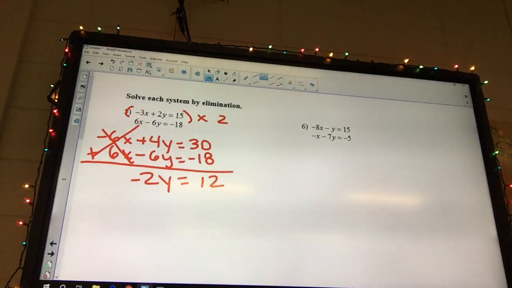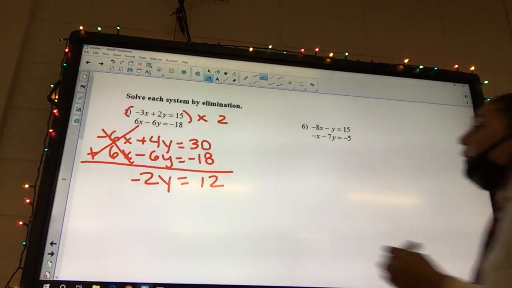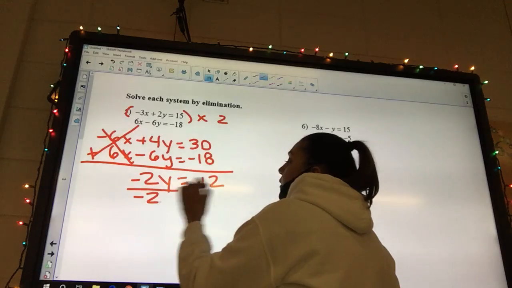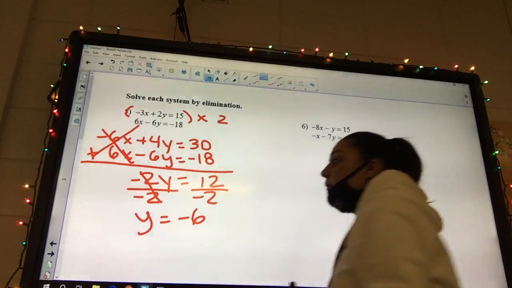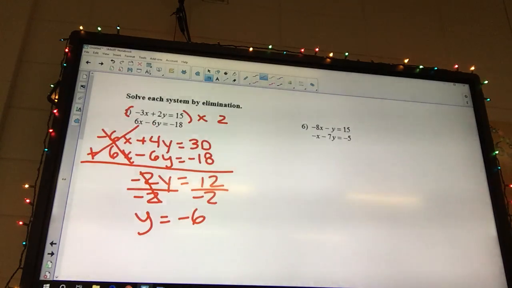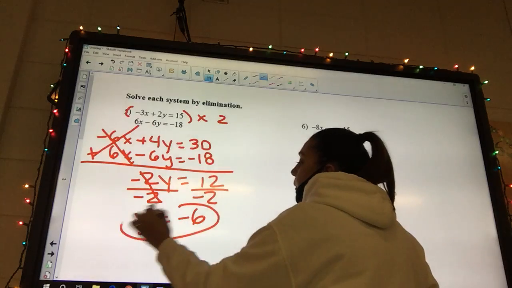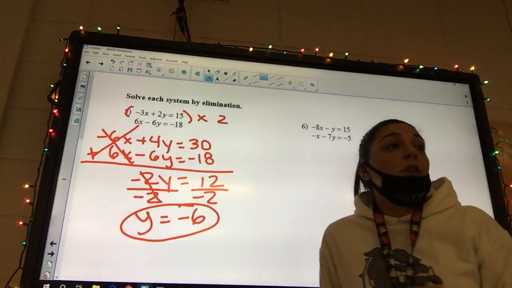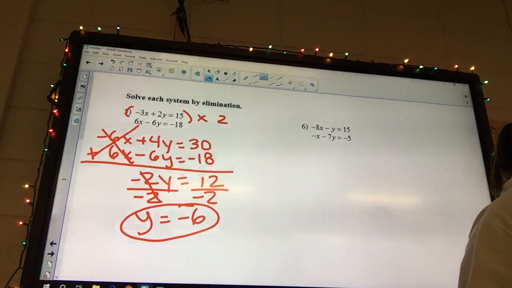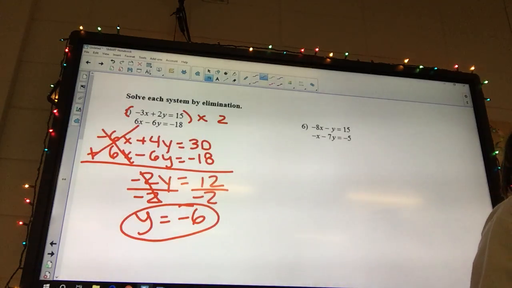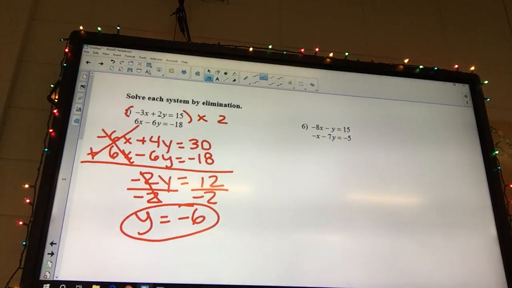What's our next step? Divide. We're going to divide by negative 2. So I got y equals negative 6. Okay, now what? We gotta plug it in. Does it matter which one? No. Because this is elimination, it does not matter. Substitution, it matters. Okay, what's the rule of substitution? The circle one. Yeah, you plug it into the circled one.